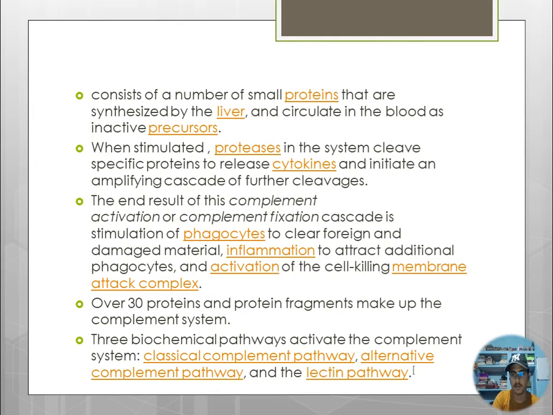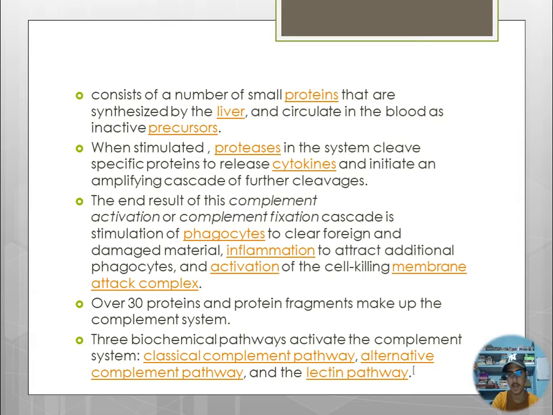Now, the end result of all this complement activation, or the complement fixation cascade, is stimulation of phagocytes to clear the foreign and damaged material, or inflammation to attract additional phagocytes, and activation of the cell-killing membrane attack complex. Now, this membrane attack complex, called the MAC, is comprised of the last complement proteins C5, C6, C7, C8, and C9. Okay, and over 30 proteins and protein fragments make up the complement system.